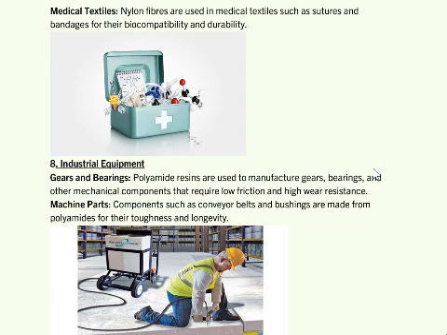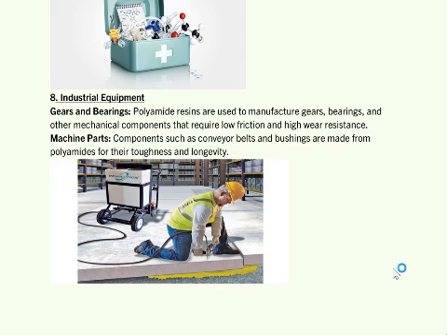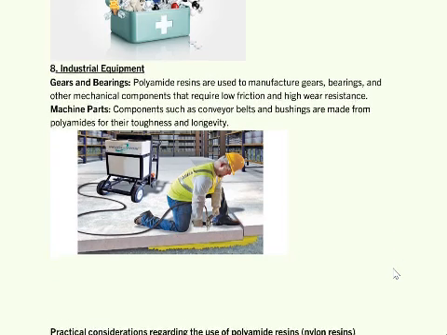Also, in industrial equipment: gears and bearings. Polyamide resins are used to manufacture gears, bearings, and other mechanical components that require low friction and high wear resistance. Machine parts: components such as conveyor belts and bushings are made from polyamides for their toughness and longevity. Longevity is the ability of a material or product to endure over time, maintaining its performance and structural integrity.